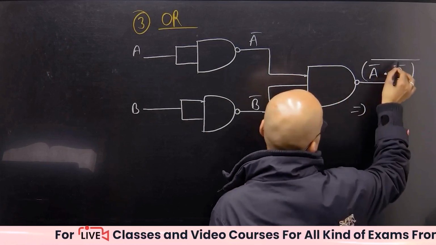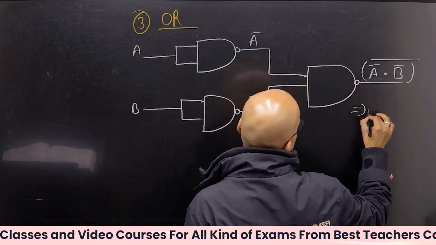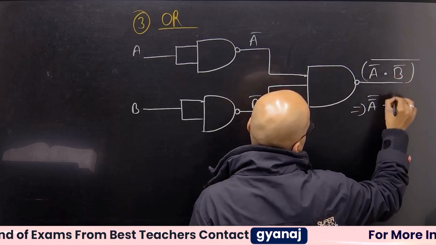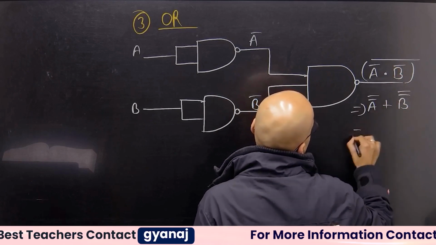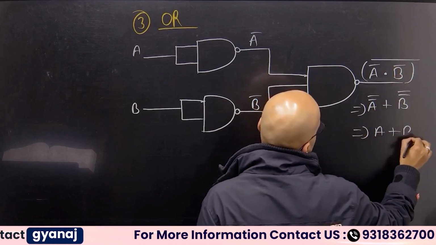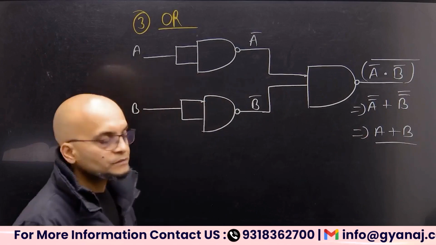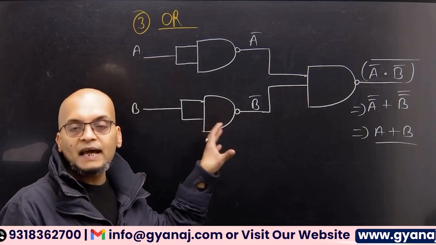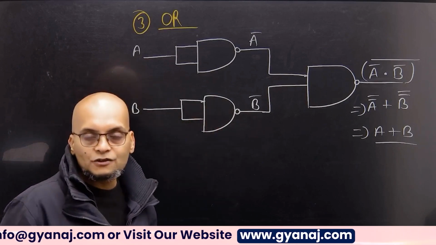Pay attention. Now distribute this whole complement. So what will you get? A double complement, the complement of dot gives you plus, and B double complement. The double complements will cancel out, so you'll get A plus B. That's the output. So what did we obtain? We obtained OR with the help of the NAND gate. Understood?